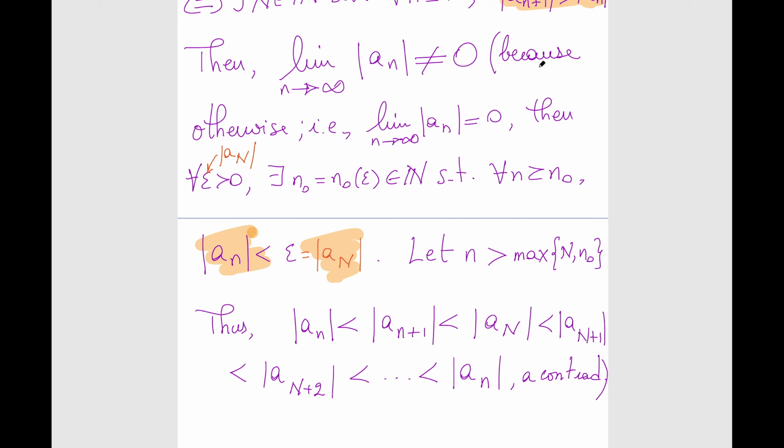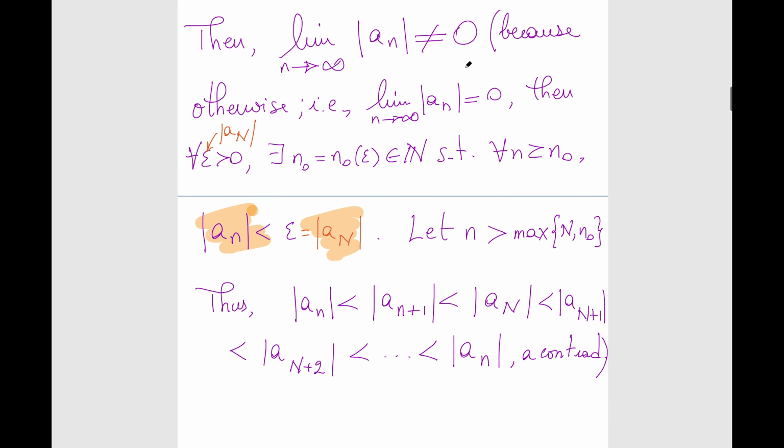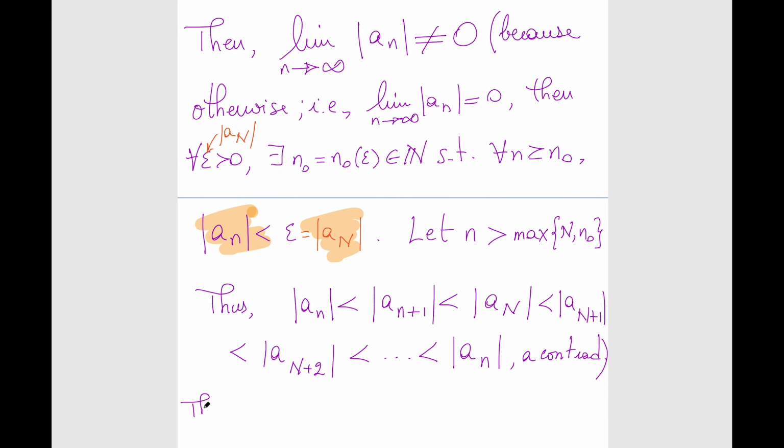So I repeat, in this little discussion here I assumed that this is not the case. And I ran into a contradiction. As such, this must be the case. All right, so at this point, I know that this is the case. Limit as n goes to infinity of the absolute value of an is not 0. Therefore, what can we say about this then?